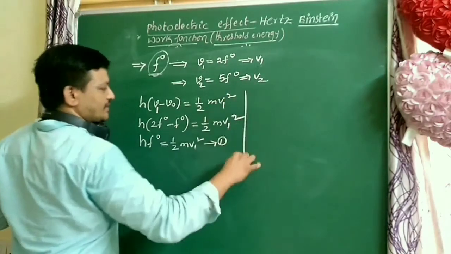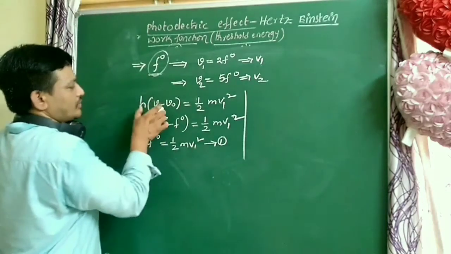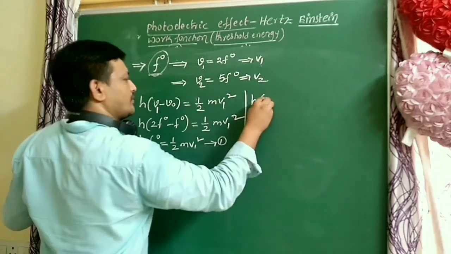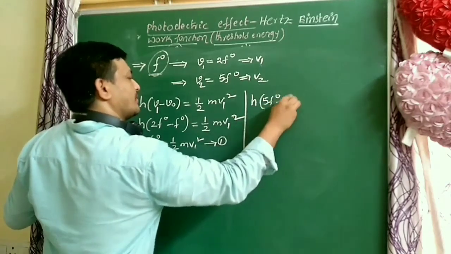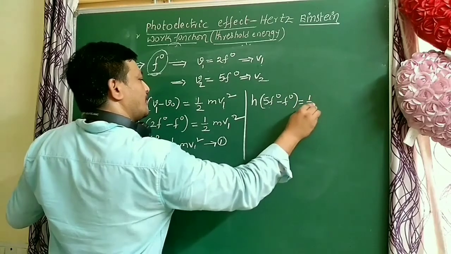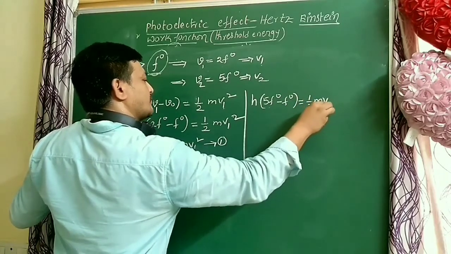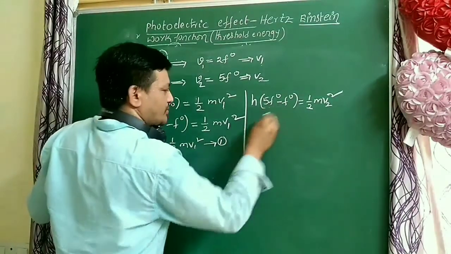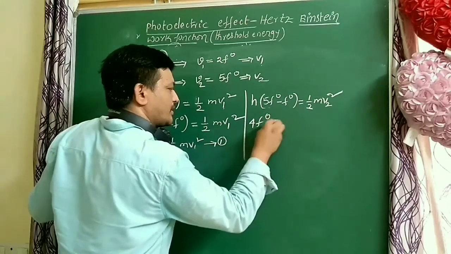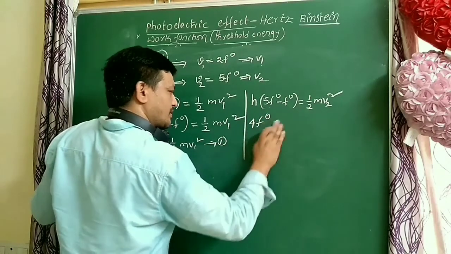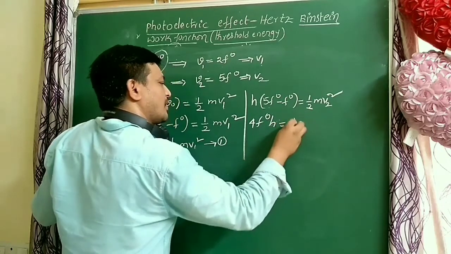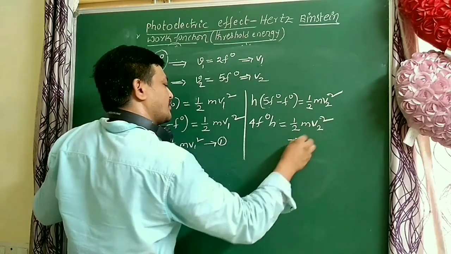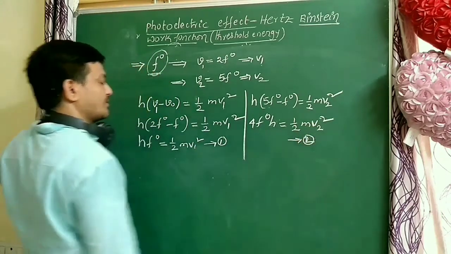So the second condition is there. What is the second condition, students? Here h mu2. What is the mu2 value? 5 f naught minus f naught equals half m v2 square. Okay, students, simplify that: h into 4 f naught equals half m v2 square. This is equation number 2.